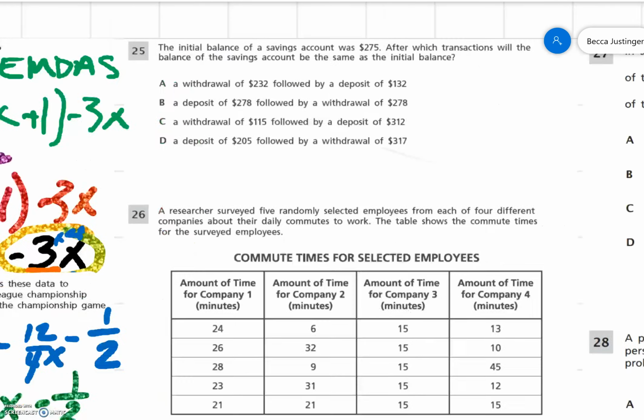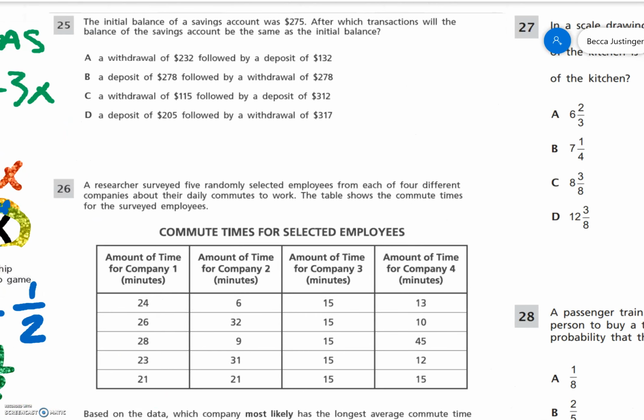Next one, number 25. The initial balance of a savings account was $275. After which transactions will the balance of the savings account be the same as the initial balance? So we want whichever one would cancel out. So withdrawal, meaning take away $232, followed by a deposit, which is adding $132. Those don't cancel. A deposit, so we're adding $278, followed by a withdrawal, so subtracting $278. Those cancel each other out.